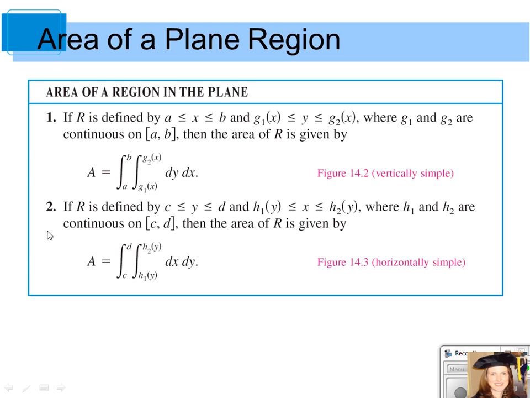If it's horizontally simple and y is between c and d and x is between h1 of y and h2 of y, then the area of that region can be set up with a double integral from c to d of the integral of h1 of y to h2 of y times dx dy. Again, the order of the differentials does make a big difference on how you determine your bounds of integration and how you evaluate the iterated integral.